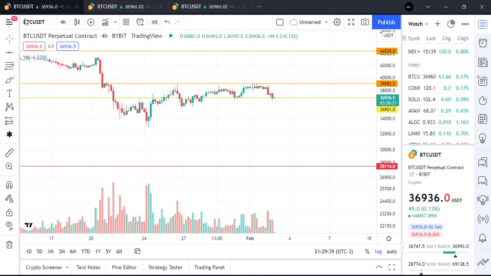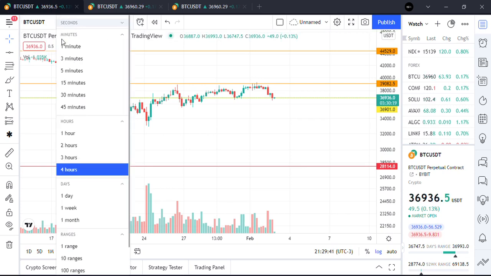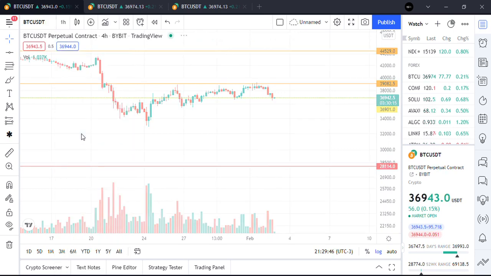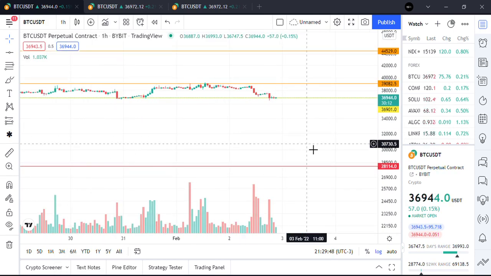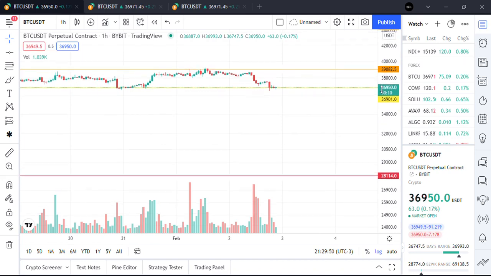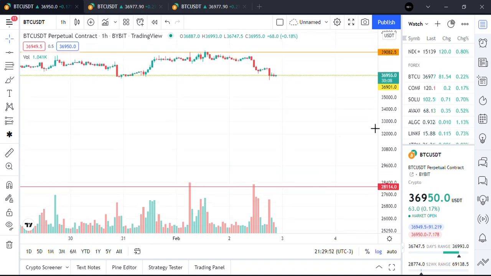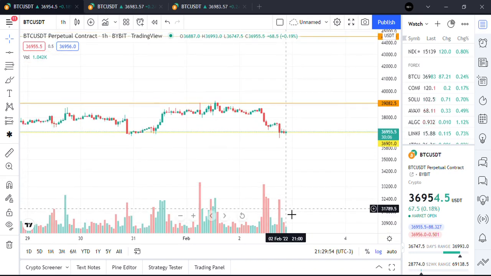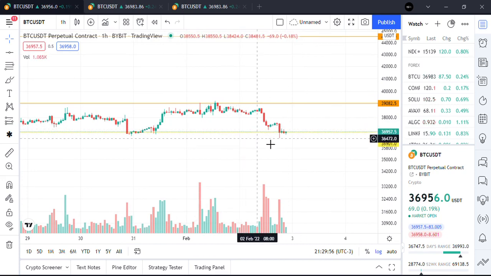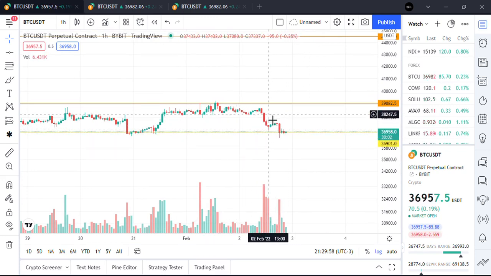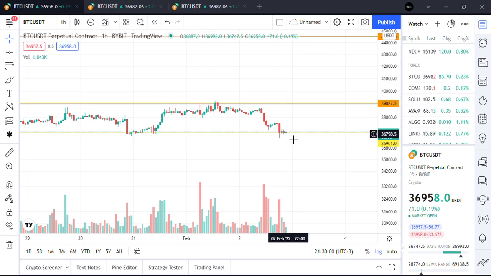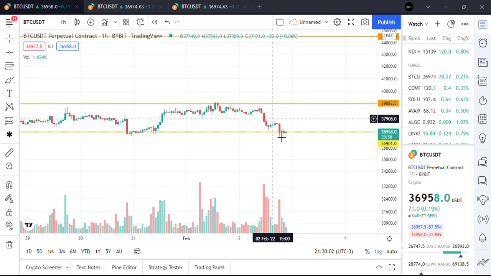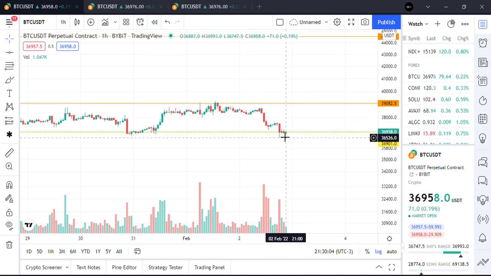Okay, so let's check for the 1 hour. But we have just been drawing supports in this chart since monthly. Okay, this is 1 hour. We have a closer view, and we see that price is trying to break out from this. So the market is sort of in consolidation right now on this support.